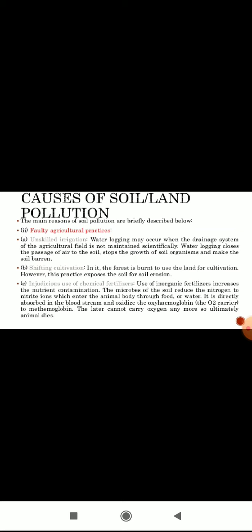Injudicious use of chemical fertilizer. Use of inorganic fertilizer increases nutrient contamination. The microbes of the soil reduce the nitrogen to nitrate ion, which enters the animal body through food or water. It is directly absorbed in the bloodstream and oxidizes the oxyhemoglobin to methemoglobin. The latter cannot carry oxygen any more, so ultimately the animal dies.